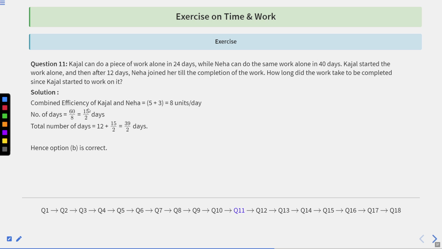So the combined efficiency of Kajal and Neha is 5 plus 3 equal to 8 units per day. So the number of days will be 60 upon 8, that is 15 by 2 days. So the total number of days is equal to 12 plus 15 upon 2, that is equal to 39 upon 2 days. So the correct option here is option B.